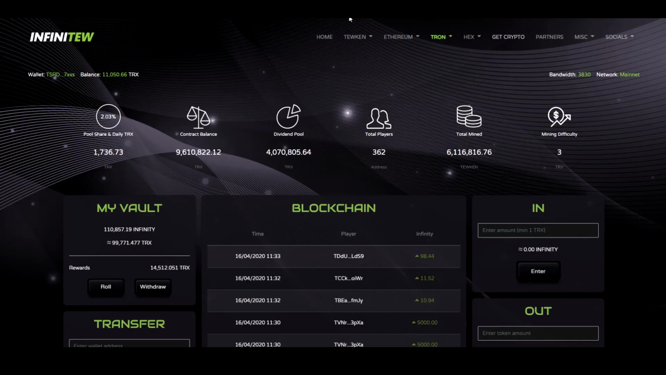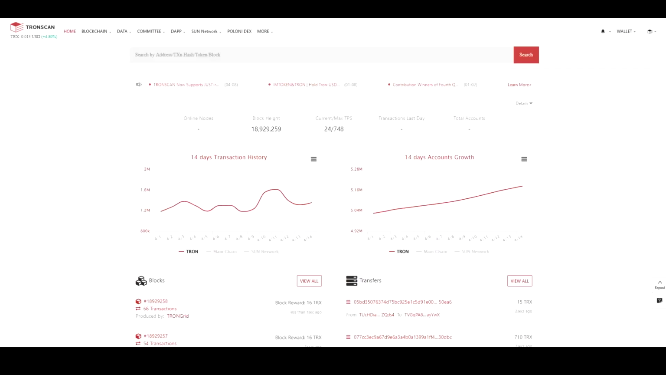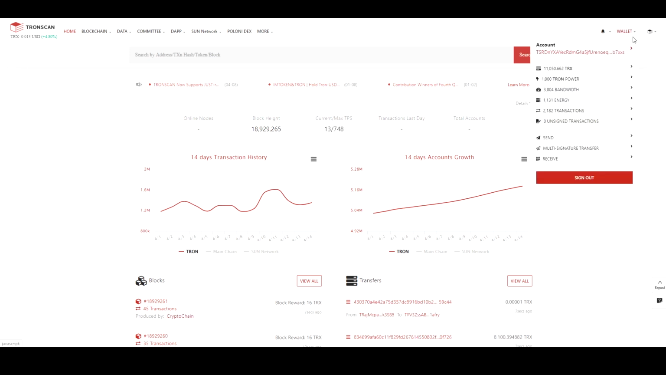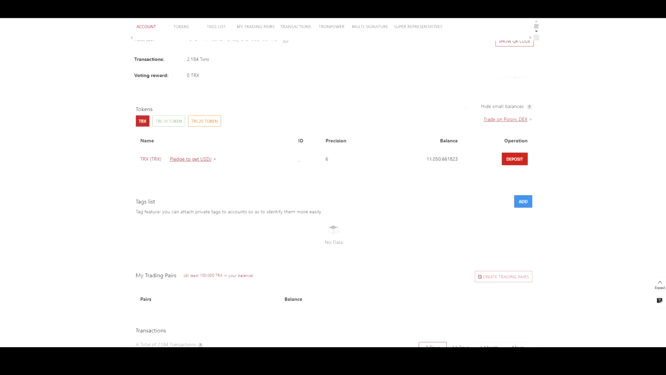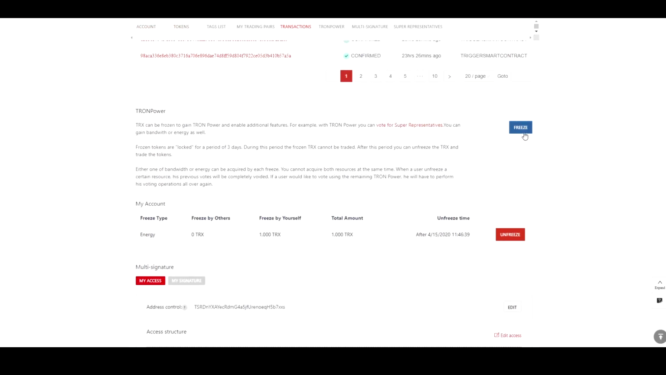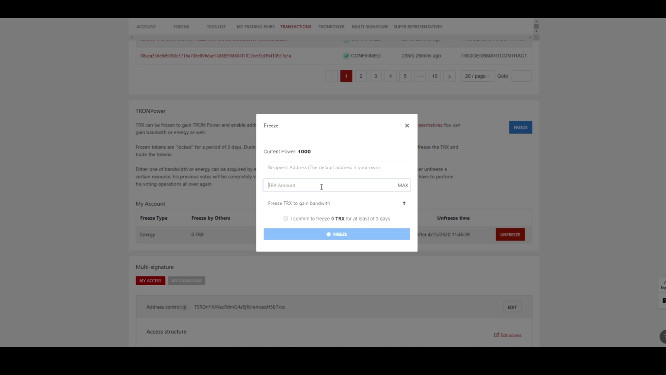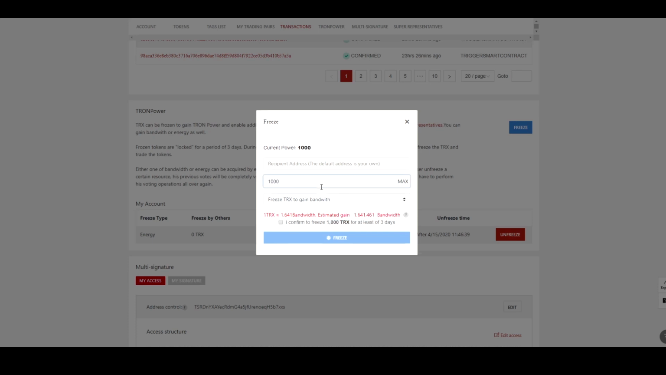After you get TRX, you want to go to tronscan.org and freeze TRX. If you successfully installed TronLink, the website will detect your wallet. Hover over wallet and click on Tron Power. Scroll down to the bottom and click freeze. Type in the amount of TRX you want to freeze. I recommend freezing at least 1,000 TRX to interact with the contract.